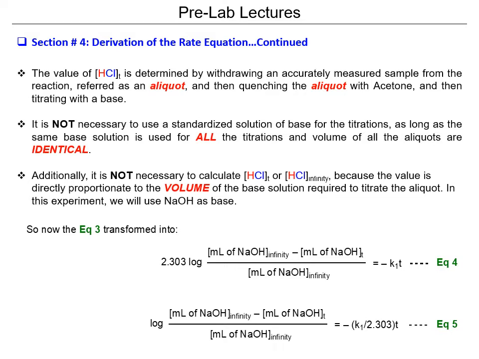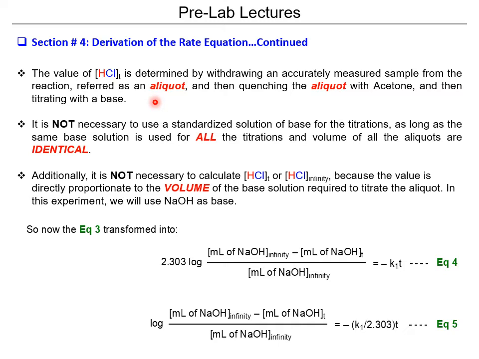So the value of the HCl at a certain time is determined by withdrawing an accurately measured sample from the reaction, which is referred to as an aliquot, right? And then you quench the aliquot with acetone, and then you titrate with base. It's not necessary to use a standardized solution of the base for the titration, as long as the same base solution is used for all the titrations and the volume of all the aliquots are identical.